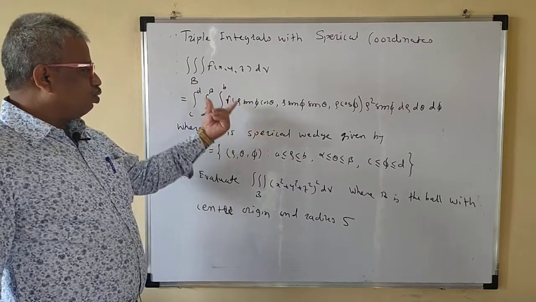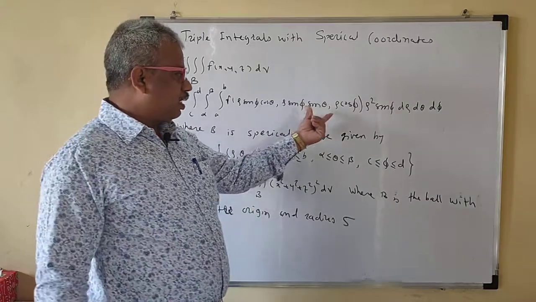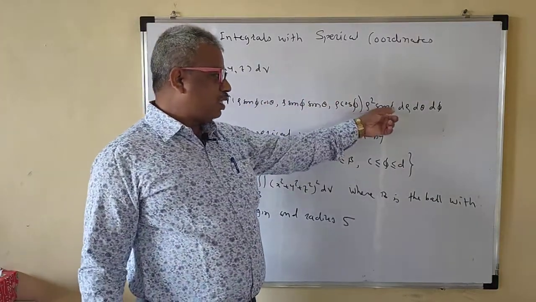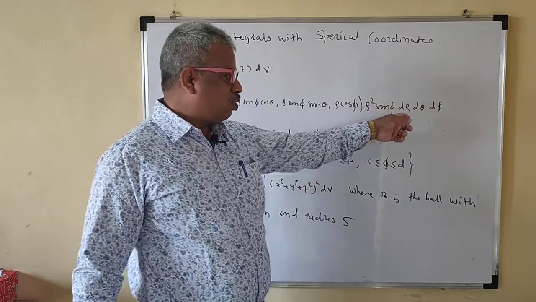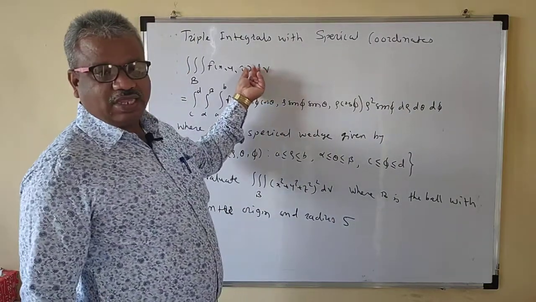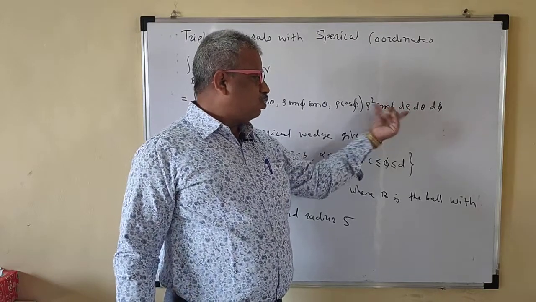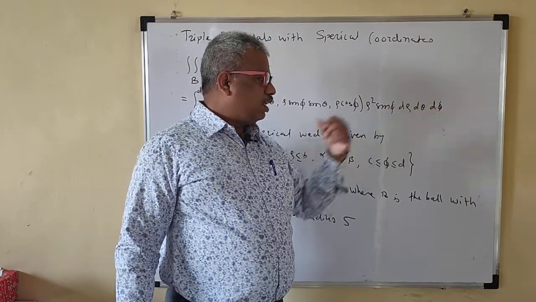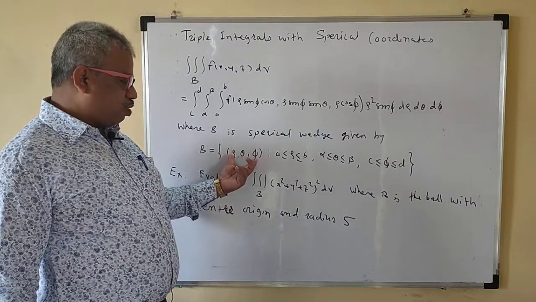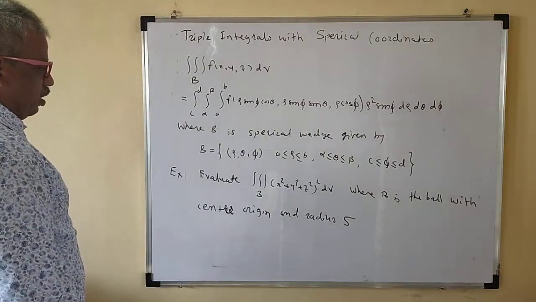Then you have to use x is equal to rho sin phi cos theta, y is equal to rho sin phi sin theta, z is equal to rho cos phi. This is the value of x, y, z, and dV is nothing but rho square sin phi d rho d theta d phi. So this is instead of dV, dx dy dz. So your dx dy dz is nothing but rho square sin phi d rho d theta d phi. These are the spherical coordinates. We are familiar with this. Now we see how to evaluate the triple integral with the help of this.